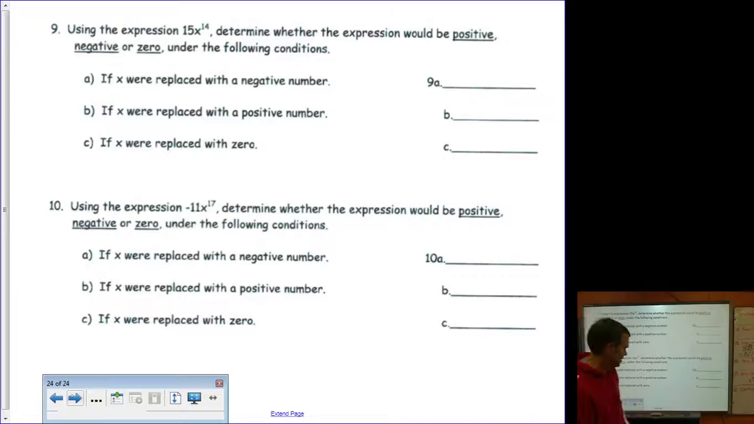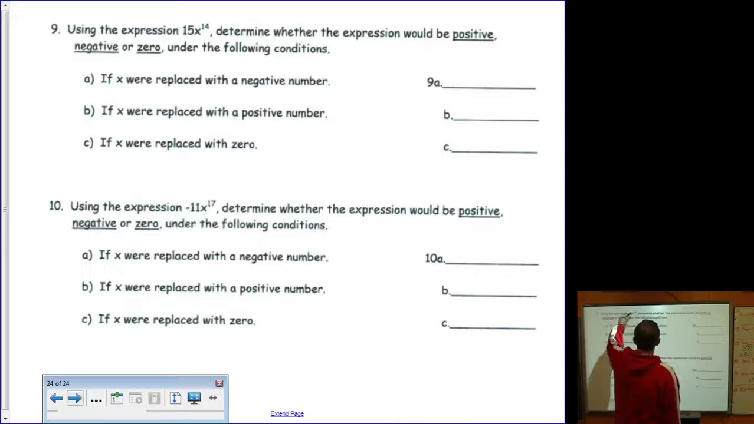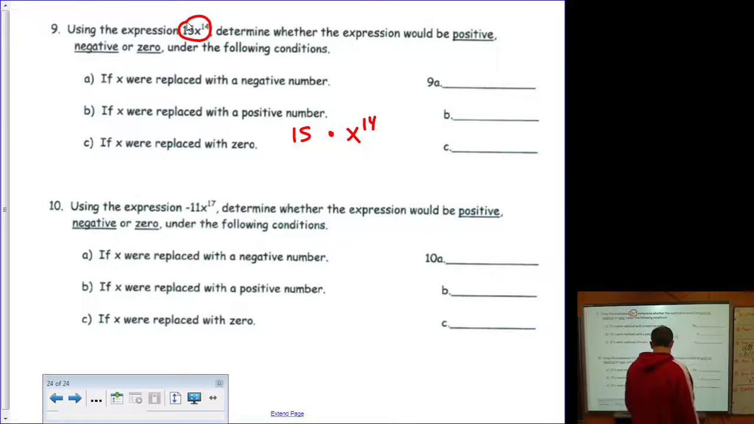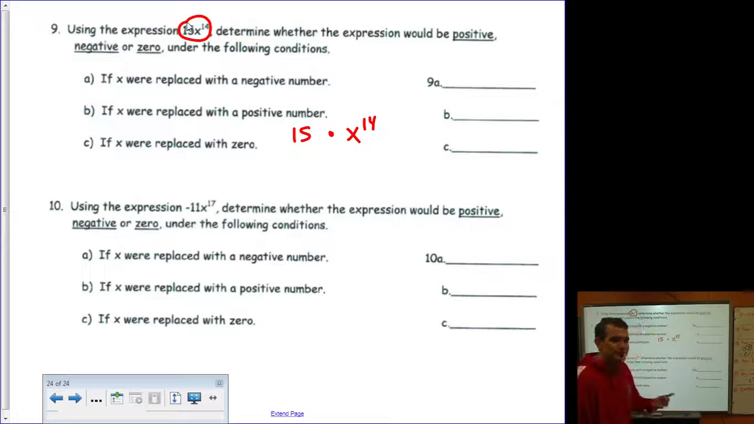And last, this brings me to positive and negative, right? All right, let's see. I have an expression here, 15 times x to the 14th power. Well, I like to separate that, as you know. And I'm trying to determine, when I multiply this times this, will the answer be positive or negative?